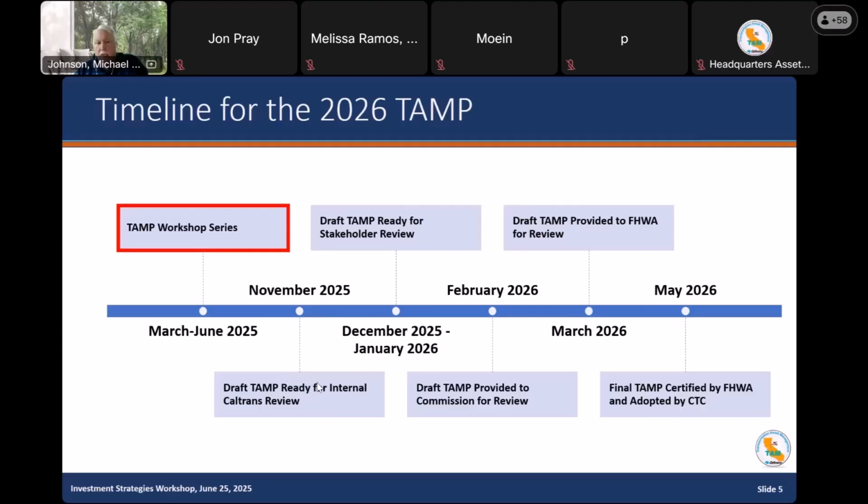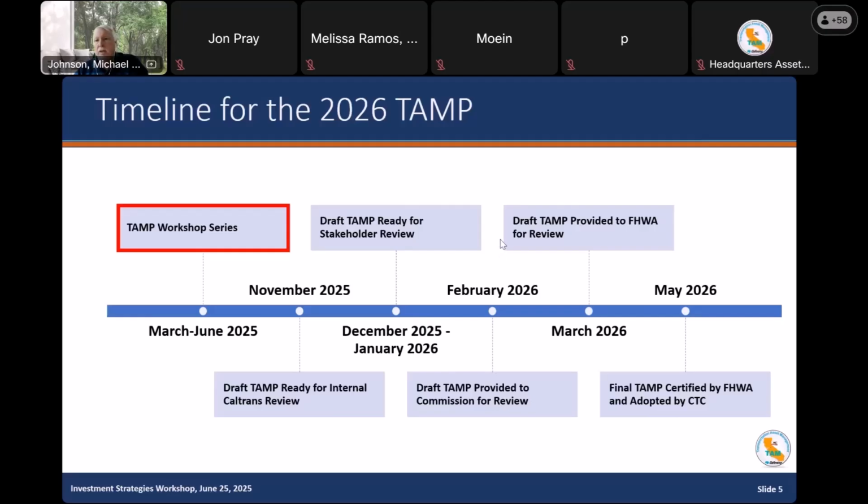But as soon as we get to a point that we've got a draft, then we'll get it out to all of you. I'm hoping that's going to be like early December. Then we'll give all of you a chance to review it, provide any comments. Once we receive those comments in early 2026, we need to provide the draft to the commission for their review.